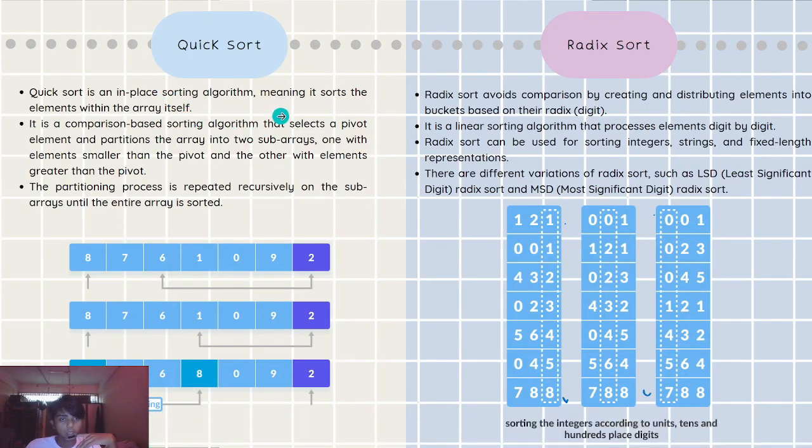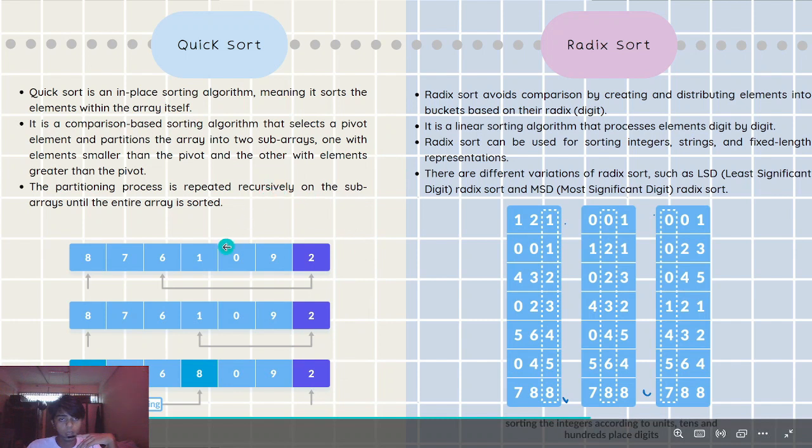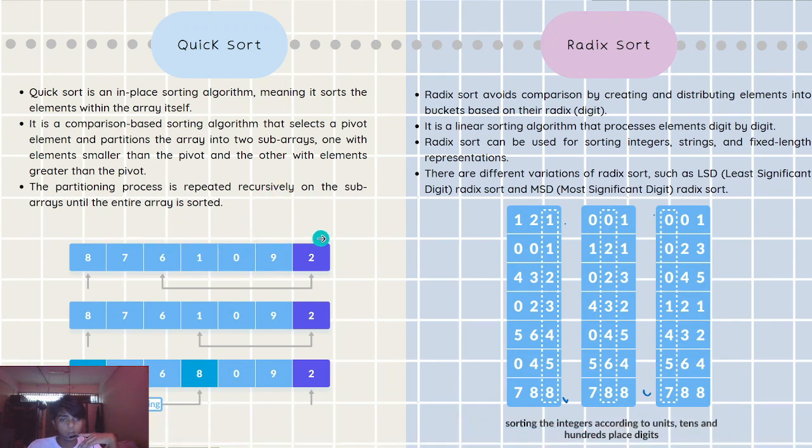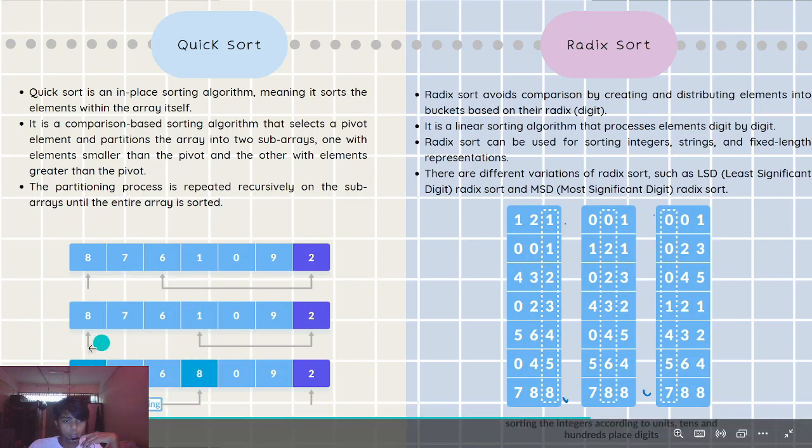Okay, for the quick sort, we need to select one of the array values as a pivot. In this case, we use 2 as a pivot, and then we run through the array, and we scan 8 as a highest value. 8 is bigger than 2, so we need to find a value that is lower than 2. The first value that we found is 1, so we're going to swap the positions of 1 and 8. Okay, that's all for the quick sort.